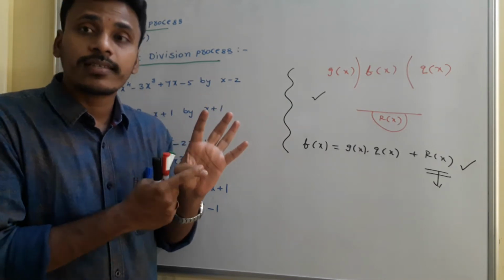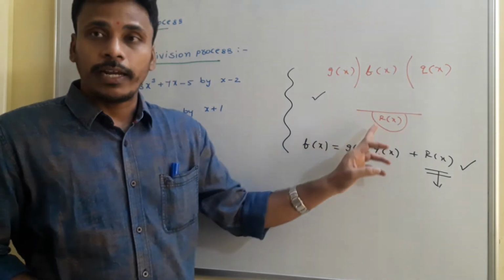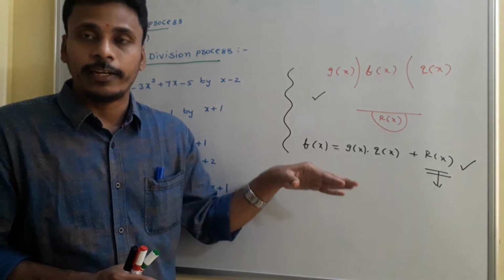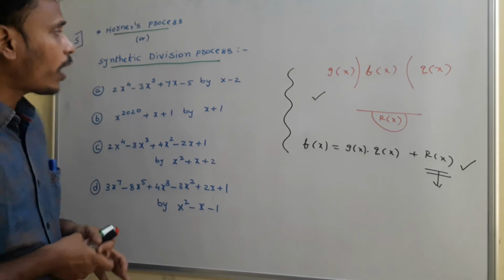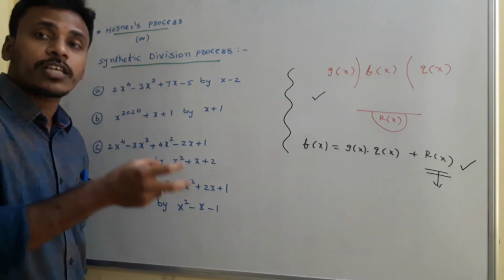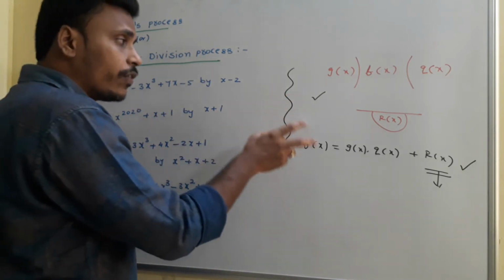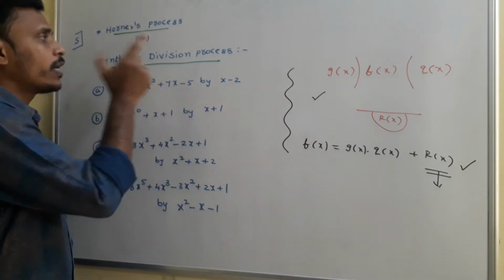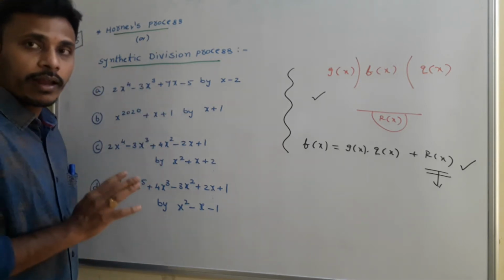Once again I repeat everything. The actual division process or division algorithm statement basically helps us to find the quotient and remainder, but sometimes that division process is a bit lengthy and complicated. To avoid that complexity, to make it simple and smart, Horner proposed the synthetic division process, which is a substitute for the division process. In the previous class we learned the way of division, and in this class I am going to give you the process and the way of synthetic division. This is a bit different from the actual division process.